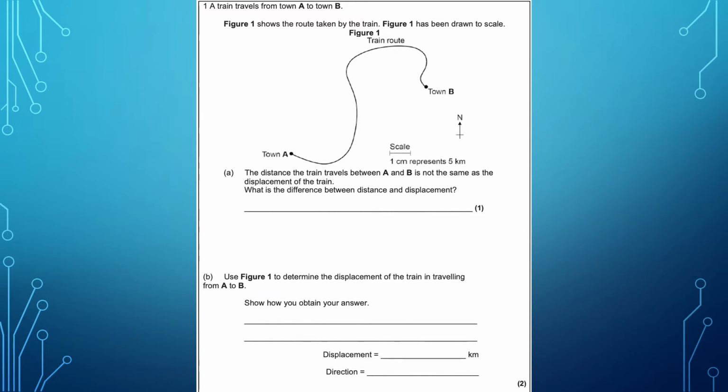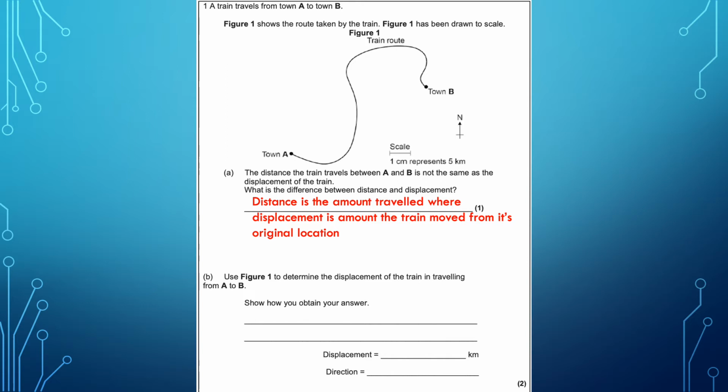Right, at this point, if you already answered question B, that's fine. I'm just going to walk you through B. But the answer for part A would be that distance is the amount traveled, where displacement is the amount the train has moved from its initial or original position. So that curved line that goes from A to B, that is your distance, because that's how much the train has actually traveled. Whereas the displacement would be if you drew a straight line from A to B.